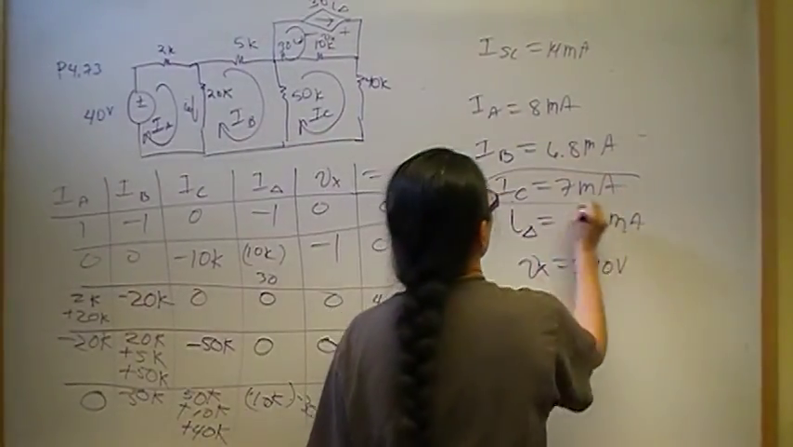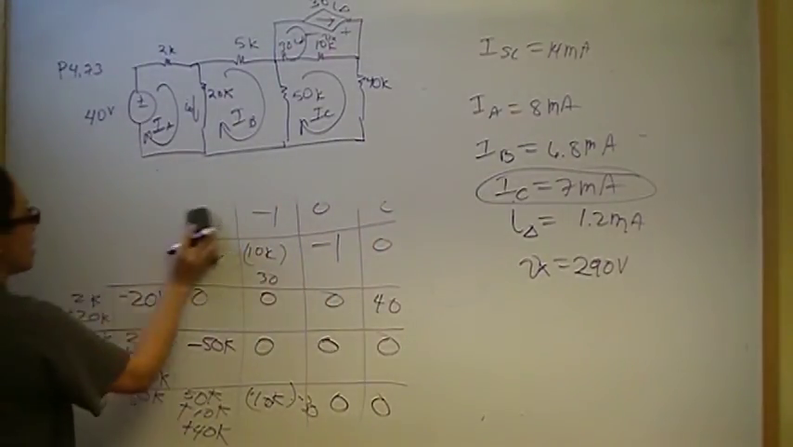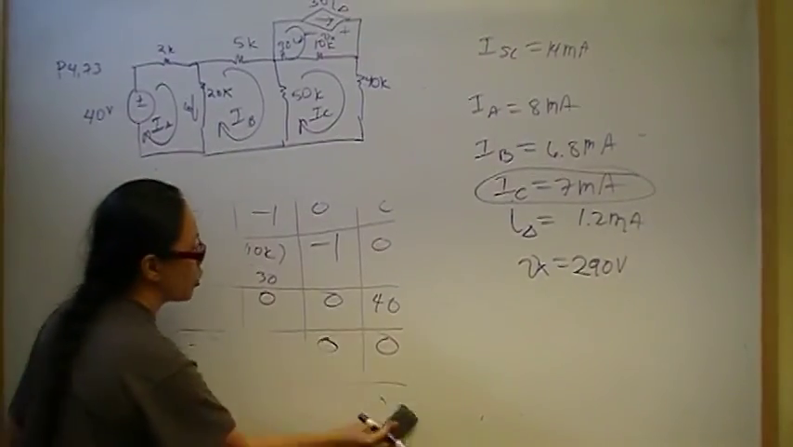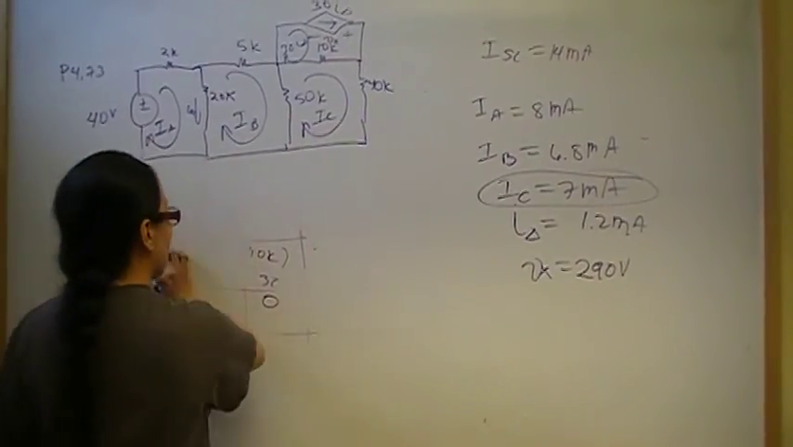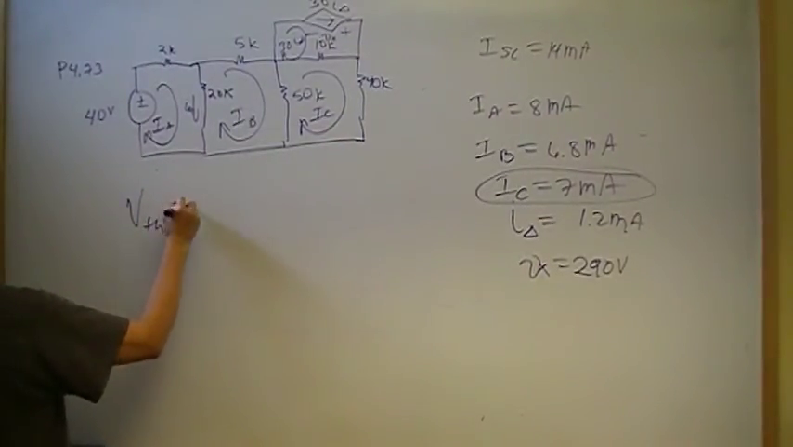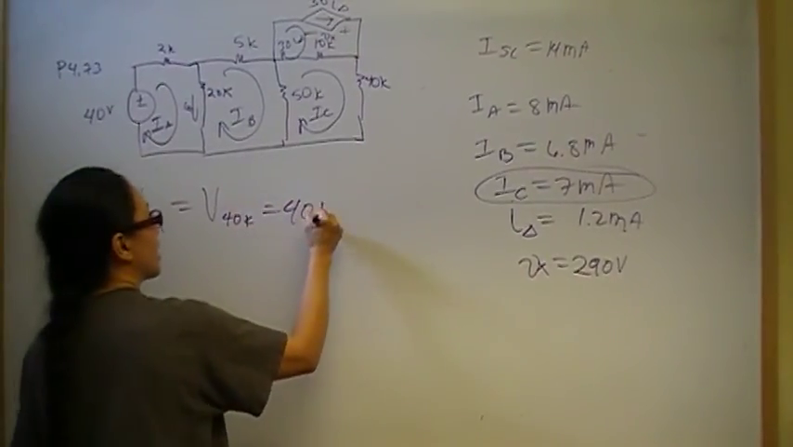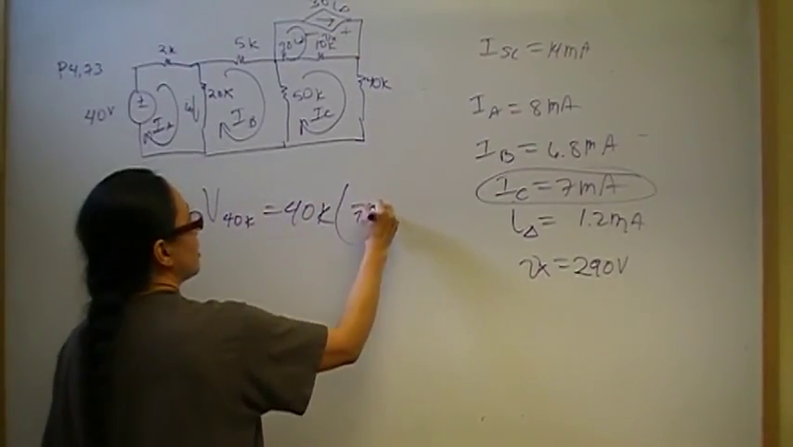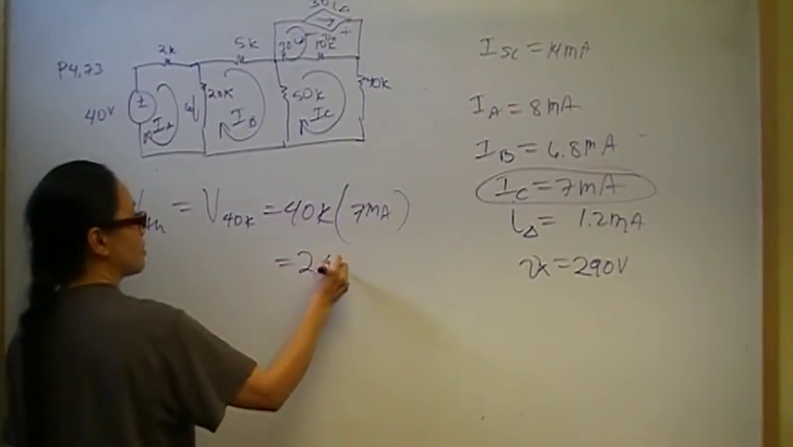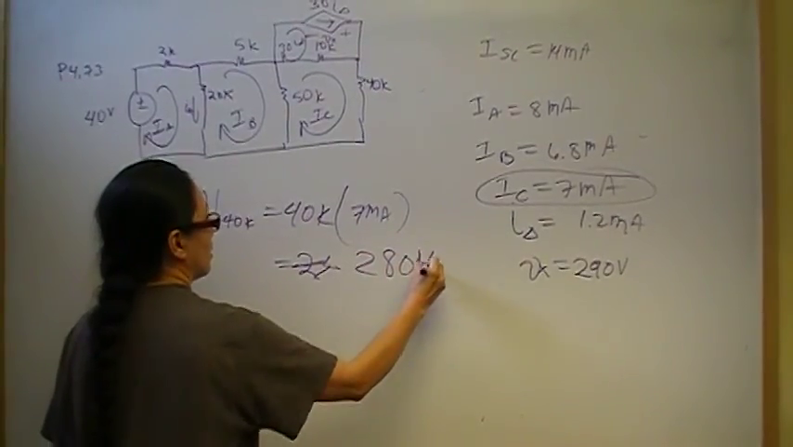So we were really only interested in IC because we need to find Thevenin. And we said Thevenin is really the voltage drop across that 40 ohm resistor. So Thevenin is equal to V40K, which is equal to 40K times 7 milliamps, which kilos and millis cancel each other out, so that gives me 280 volts. Okay?